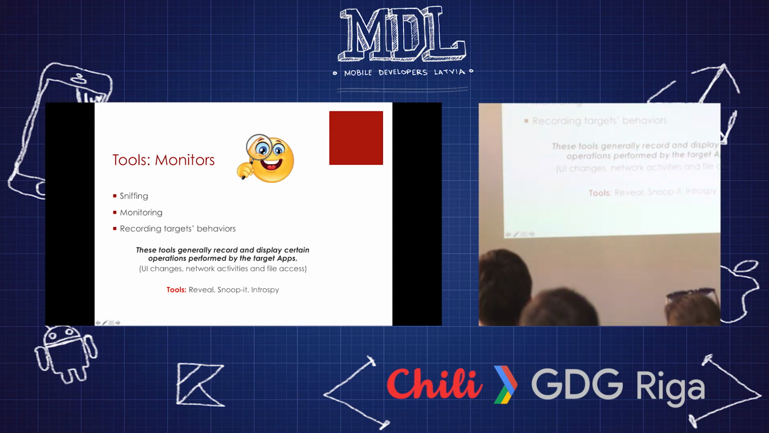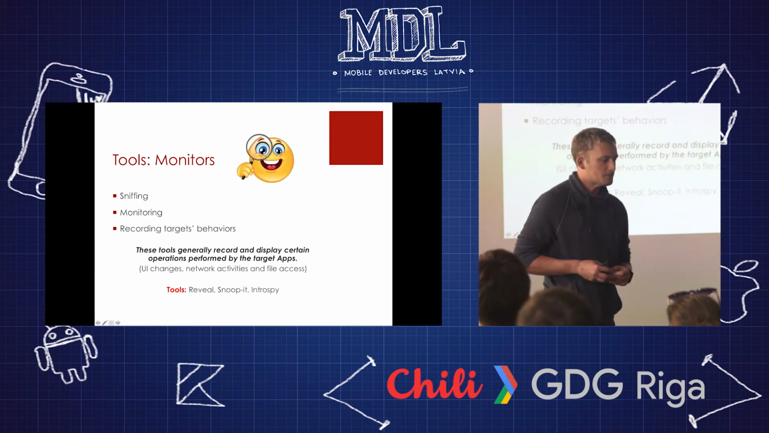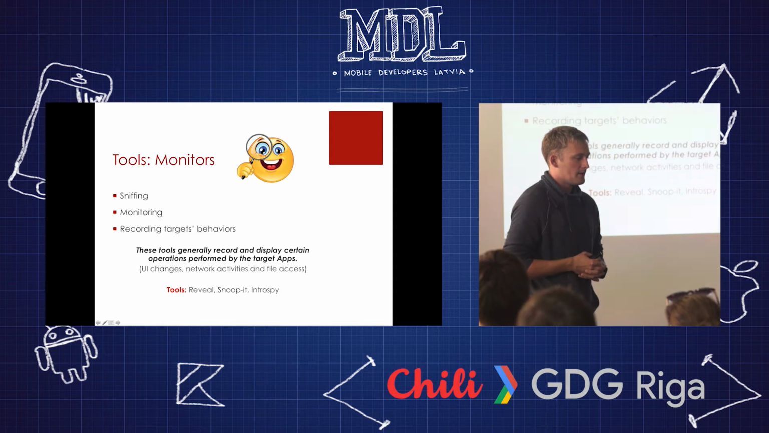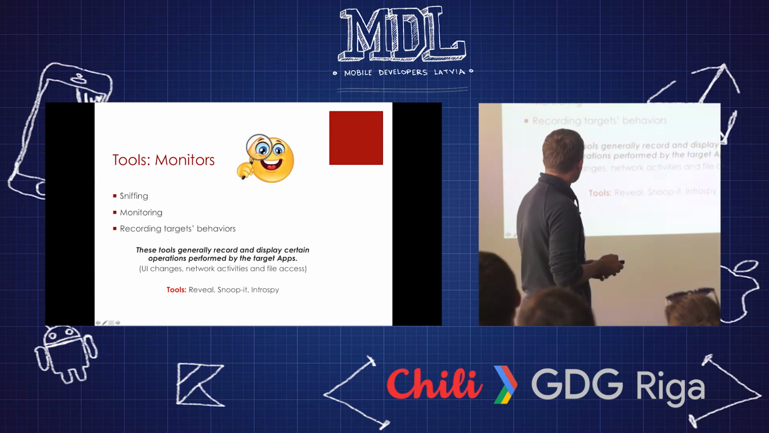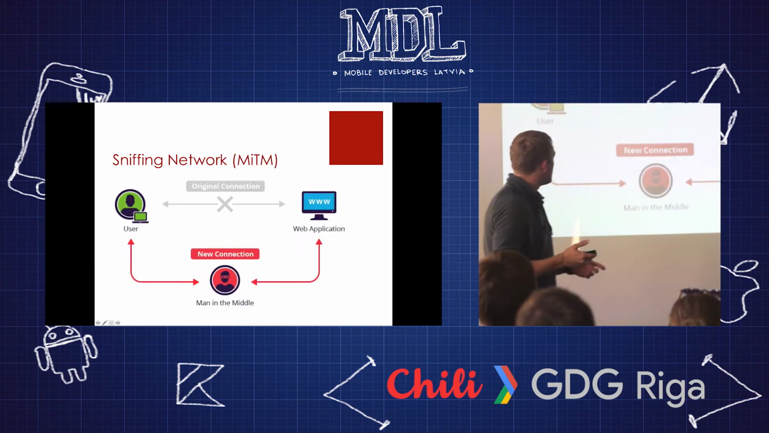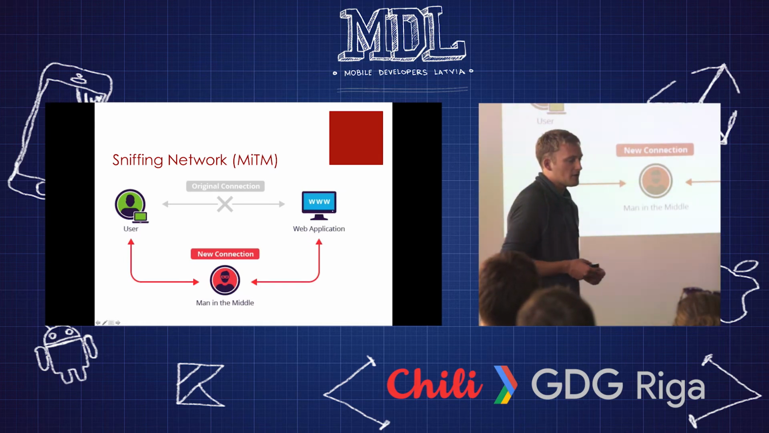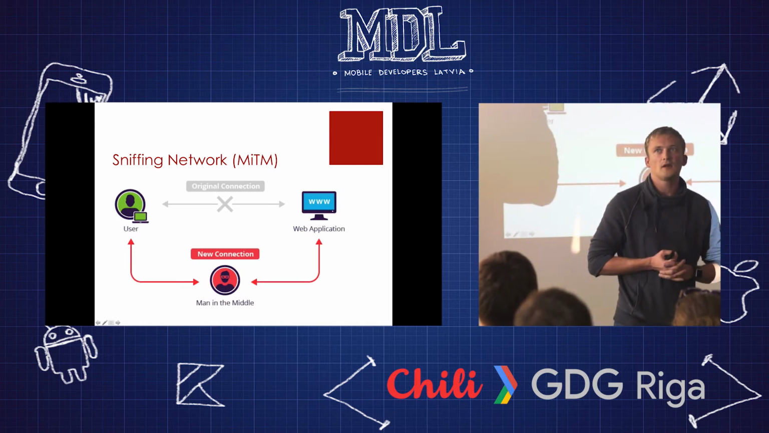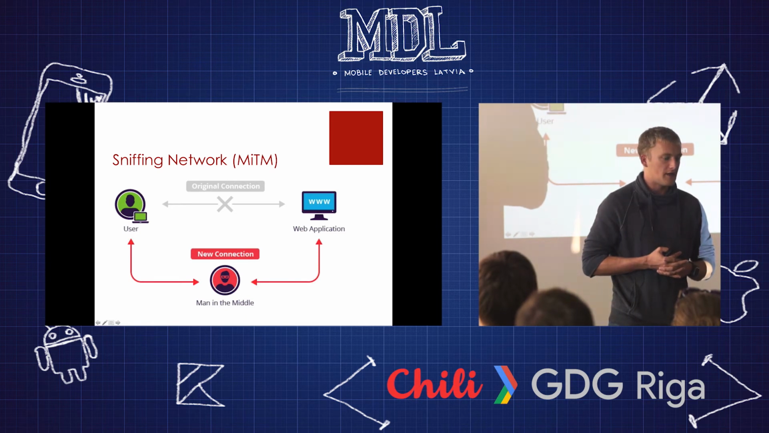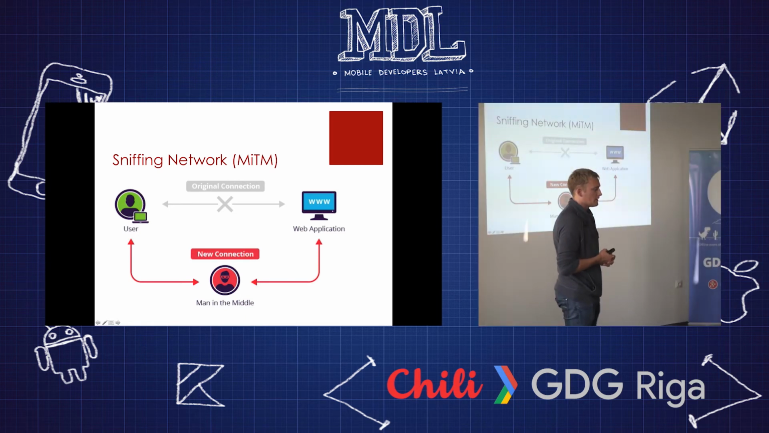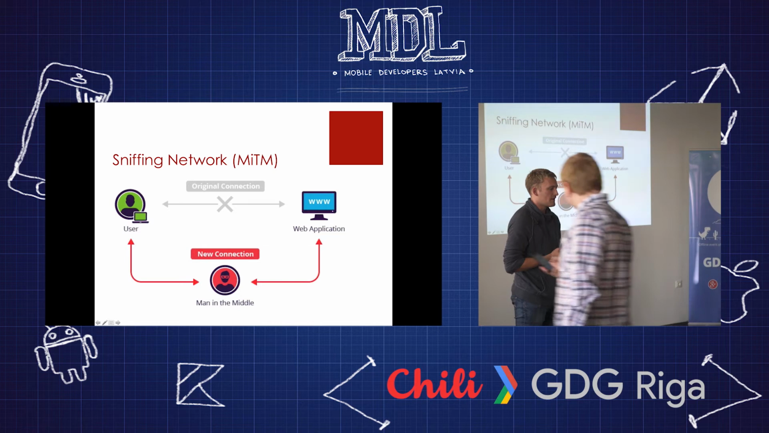There are tools like Reveal, Snoopit, and Introspy. These are quite popular, as I read. For example, sniffers. When using sniffers, you can actually take a deeper look at the traffic that the application is sending over the network.